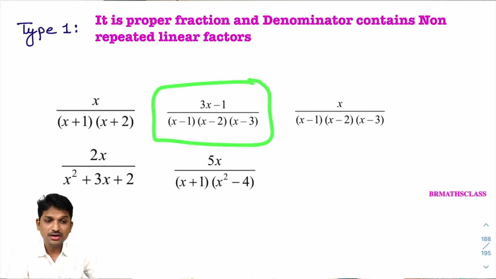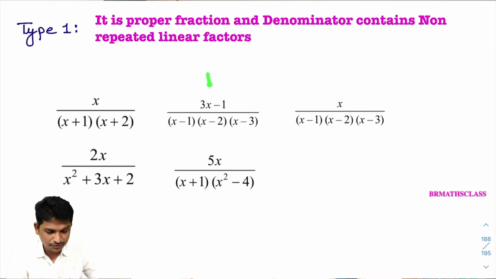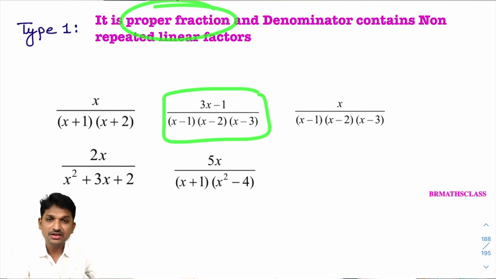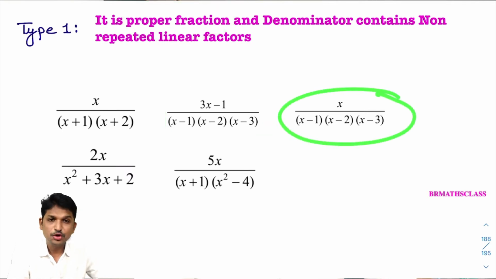Proper fraction or not? Degree of numerator is 1. Degree of denominator is 3. Degree of numerator is less than degree of denominator. So this is an example of a proper fraction. Okay. Degree of numerator 1, degree of denominator 3. It is a proper rational function.